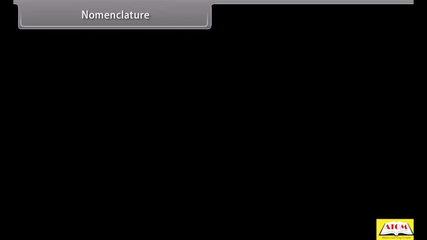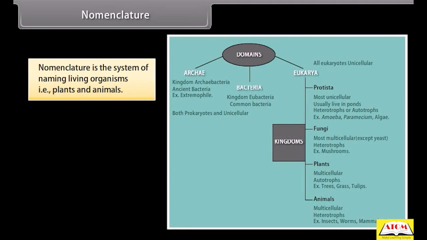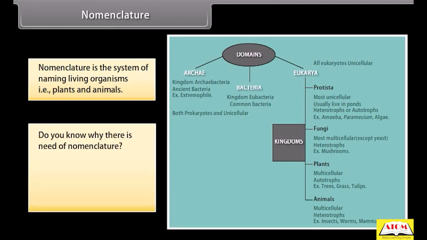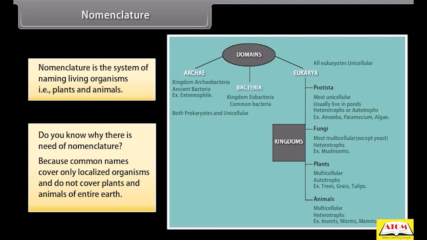Nomenclature. Nomenclature is the system of naming living organisms, that is, plants and animals. Do you know why there is a need for nomenclature? I will tell you. Because common names cover only localized organisms and do not cover plants and animals of the entire earth.